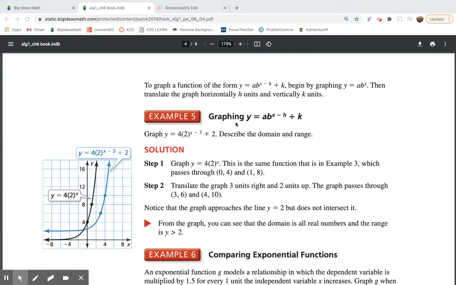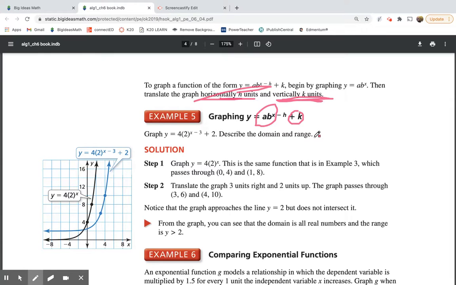Okay, on this one, now it says graphing when we have y equals a b to the x minus h plus k. So what we will do, let me get a pen, is initially just graph this. Then the minus h, or plus h, is going to tell you how to go horizontally, horizontal units. And the k, being added or subtracted out here by itself, is a vertical translation, which means up or down based on whether it's positive or negative.